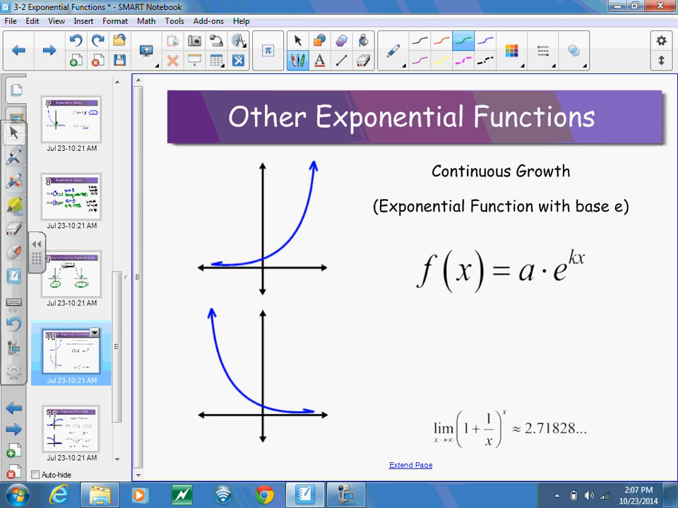What I mean by continuous growth is that we are applying this growth rate all the time. So rather than saying that the population is decreasing by 20% every single year, we're going to be saying, okay, it's decreasing by 25% continuously. So we are constantly, people are leaving.